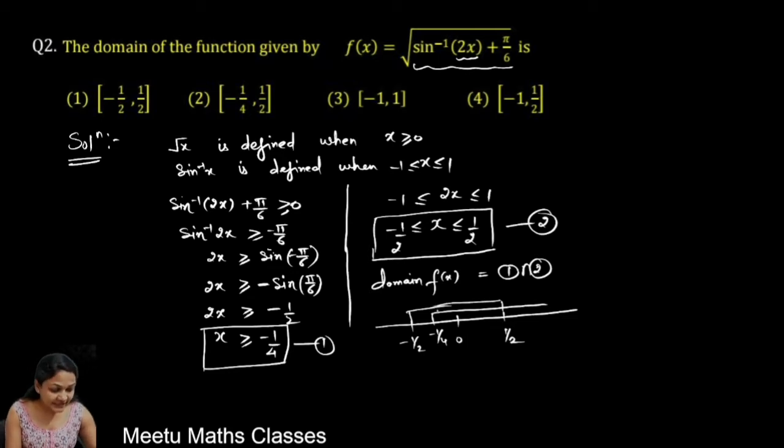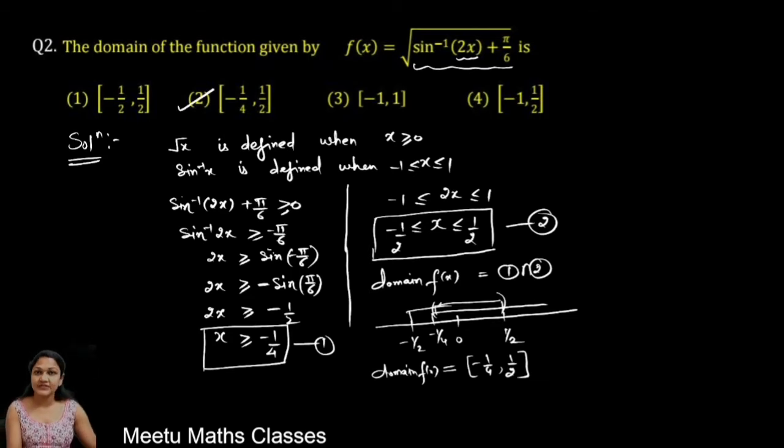So the intersection part will be this. So the domain of f(x) will be from minus 1 by 4 to half. So your option 2 is correct.